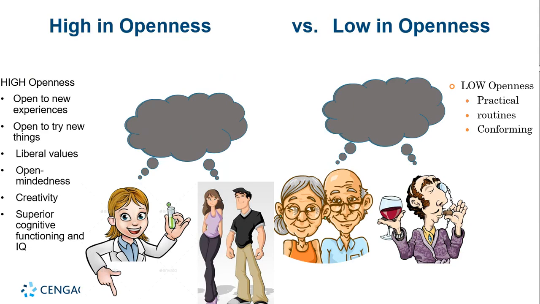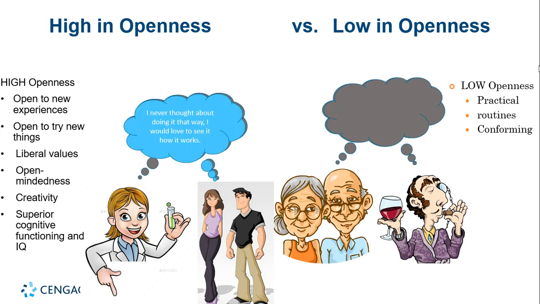Now, someone who is high in openness to new experiences is open to new experiences. This is the kind of person who likes trying new things. They like hearing about the way you do it. It's not the way they do it, but they go, "Oh, tell me how you do it. Let's try that." Because they are interested. They tend to be more open minded, tend to be more liberal, more creative. They tend to be more intelligent than people who are low in openness. People who are low in openness, on the other hand, tend to be more practical. They like routines and they like to conform.